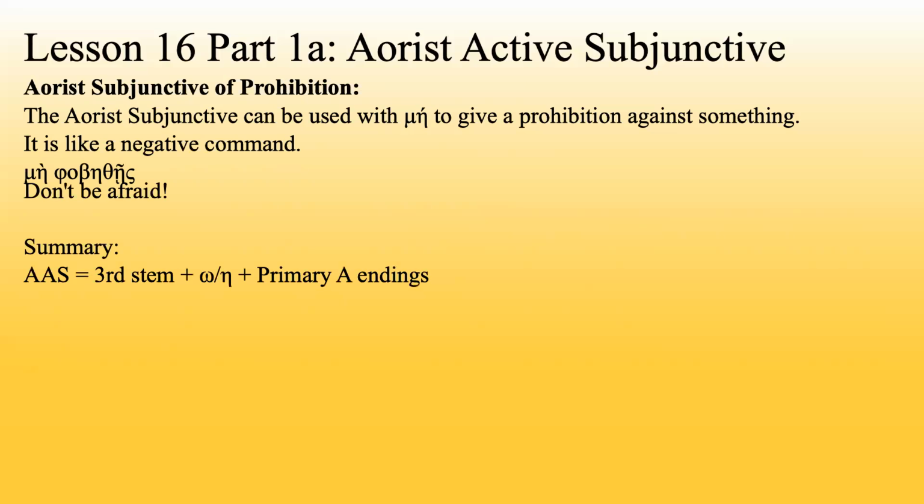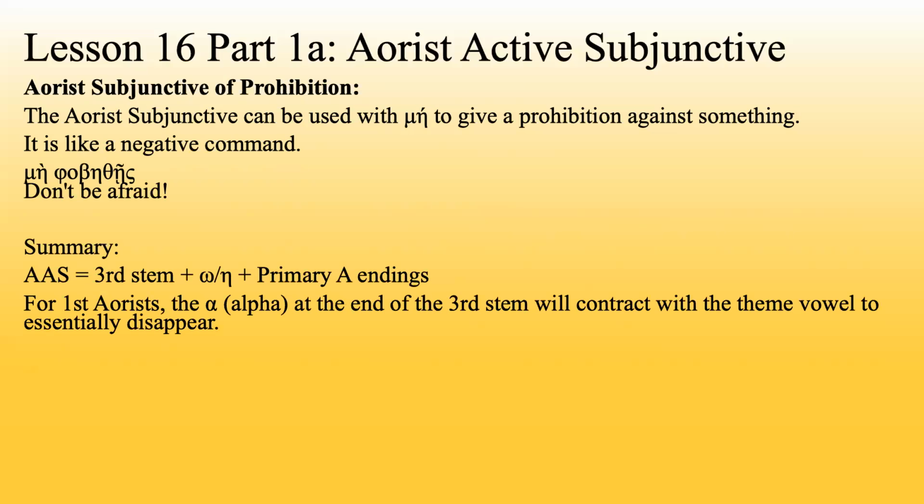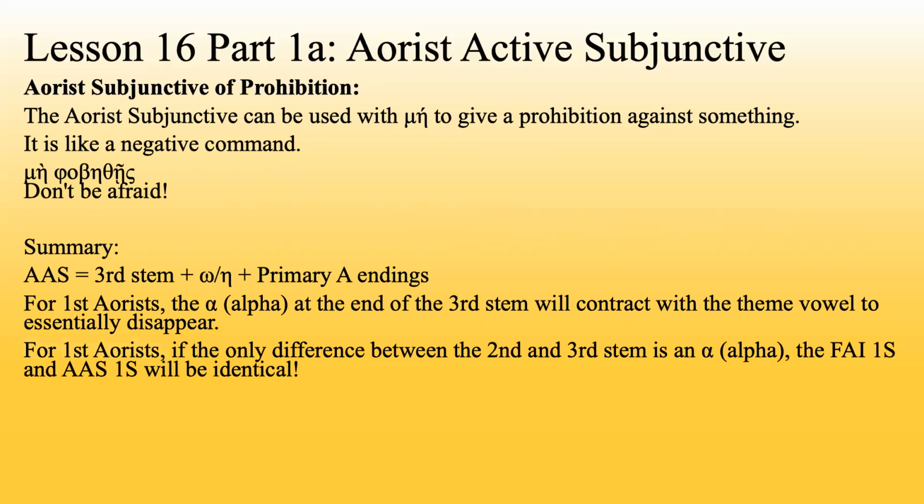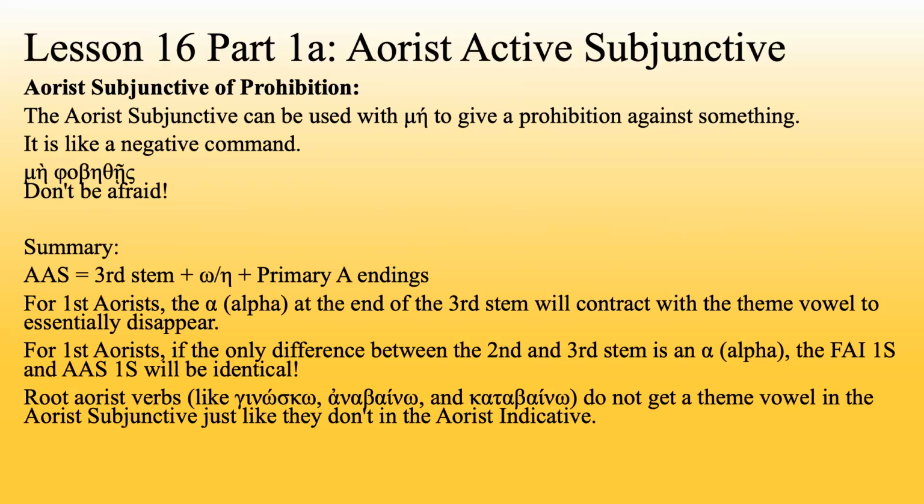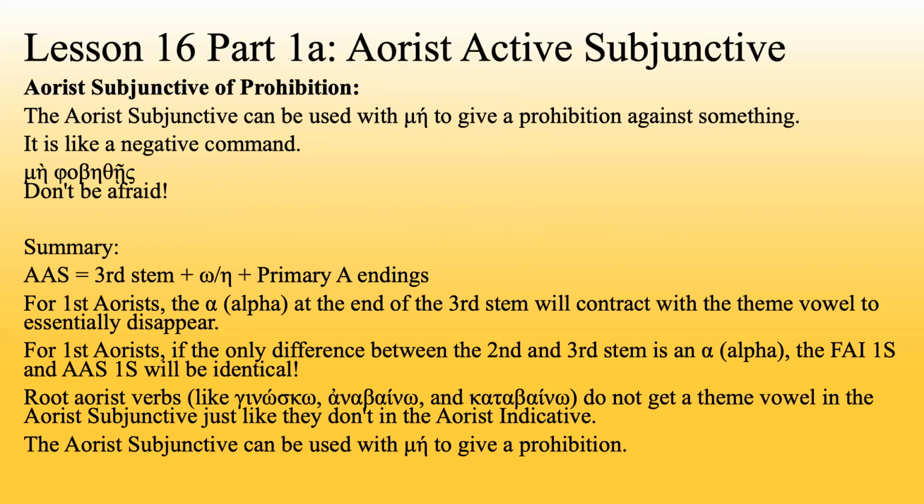Summary. Aorist active subjunctive equals third stem plus omega eta theme vowel plus primary A endings. For first aorist, the alpha at the end of the third stem will contract with a theme vowel to essentially disappear. For first aorist, if the only difference between the second and third stem is the alpha, the future active indicative first singular and the aorist active subjunctive first singular will be identical. Root aorist verbs like ginosko, anabino, and katabino do not get a theme vowel in the aorist subjunctive, just like they don't in the aorist indicative. And the aorist subjunctive can be used with may to give a prohibition.